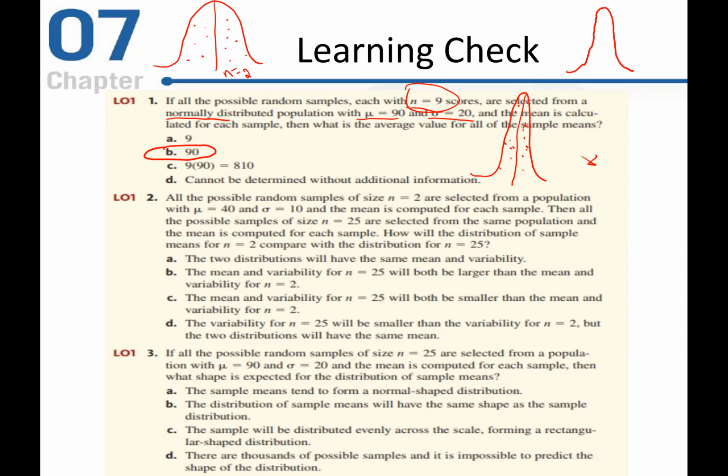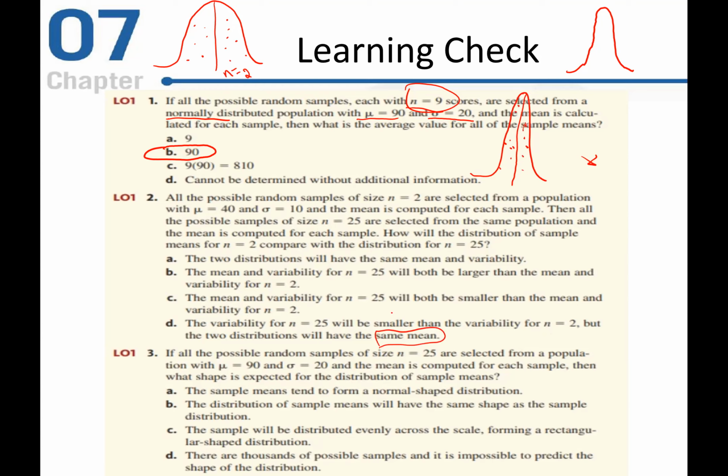So what is that in words? What does that kind of look like? So that looks like what is D, right? The variability, right? How the sample means vary for the sample size of 25 is going to be smaller than the variability for the sample size of 2. But the two distributions are going to have the same mean, right?